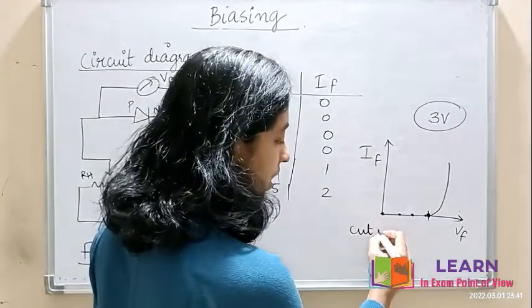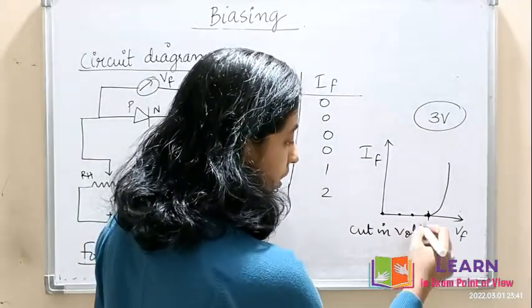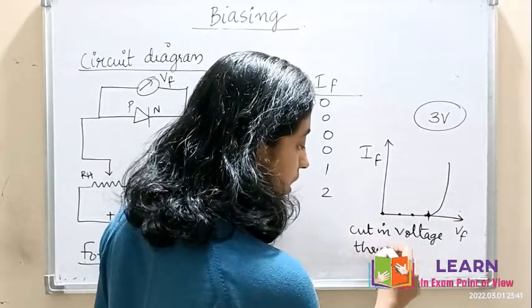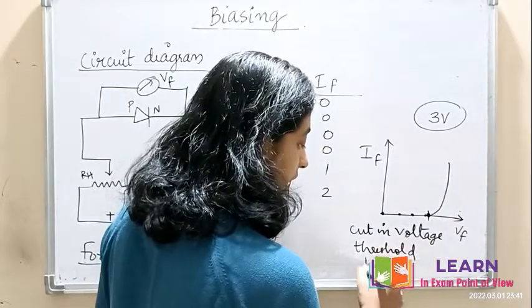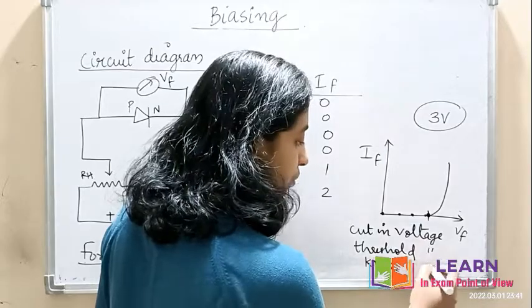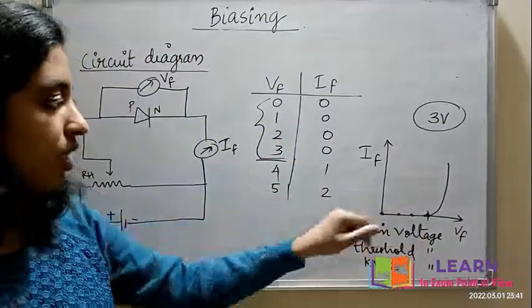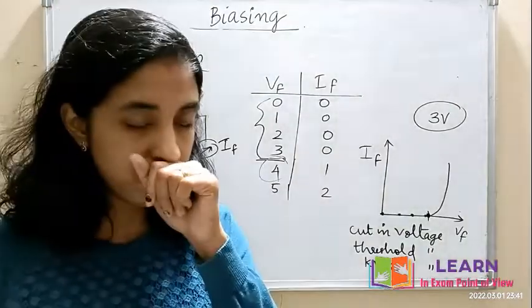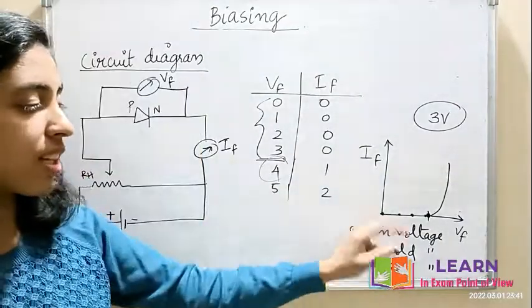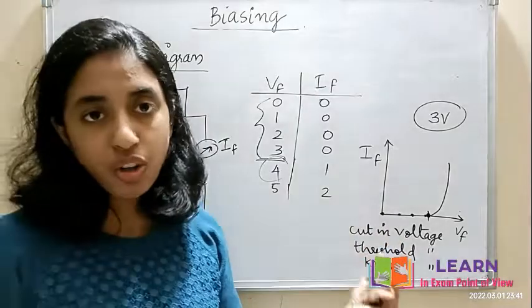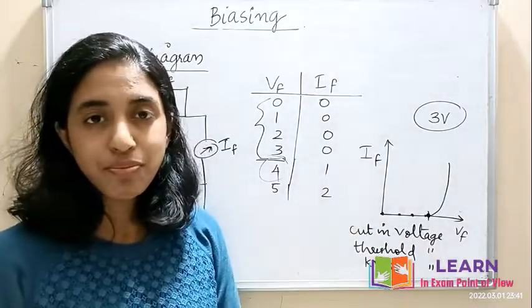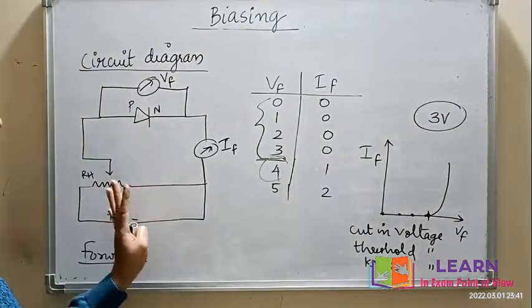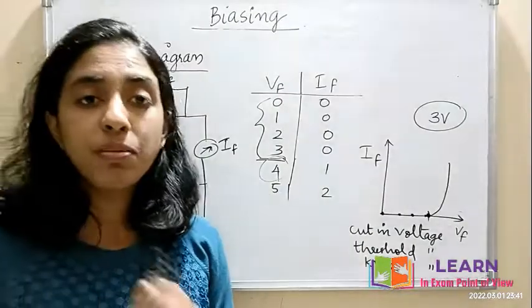It is also known as cut-in voltage, then threshold voltage, then knee voltage, like that. It is known by different names: the voltage at which current started to flow. That is known as the cut-in voltage or knee voltage or threshold voltage. Fine. Now, this much you can remember in forward biasing.